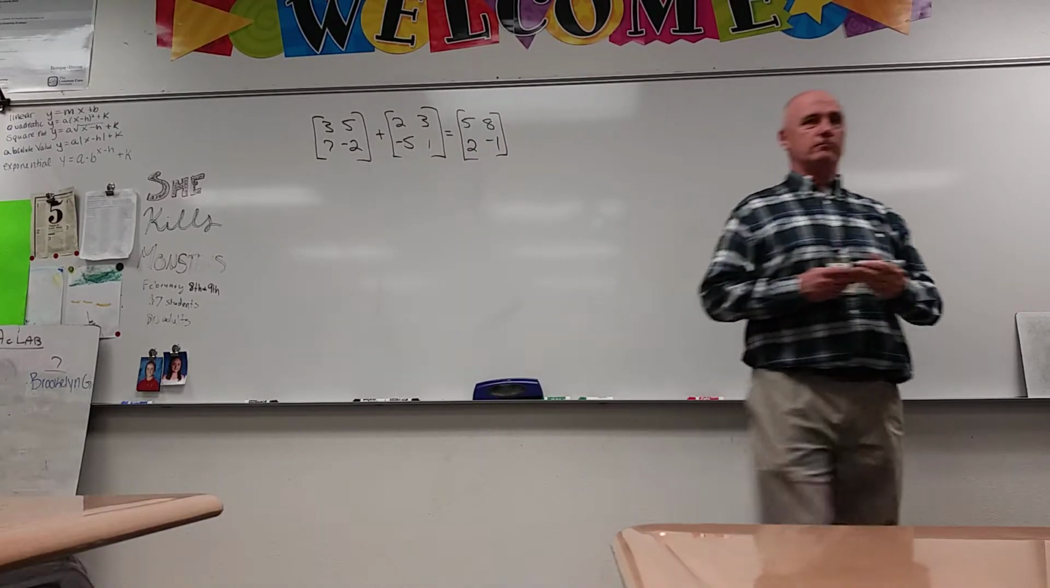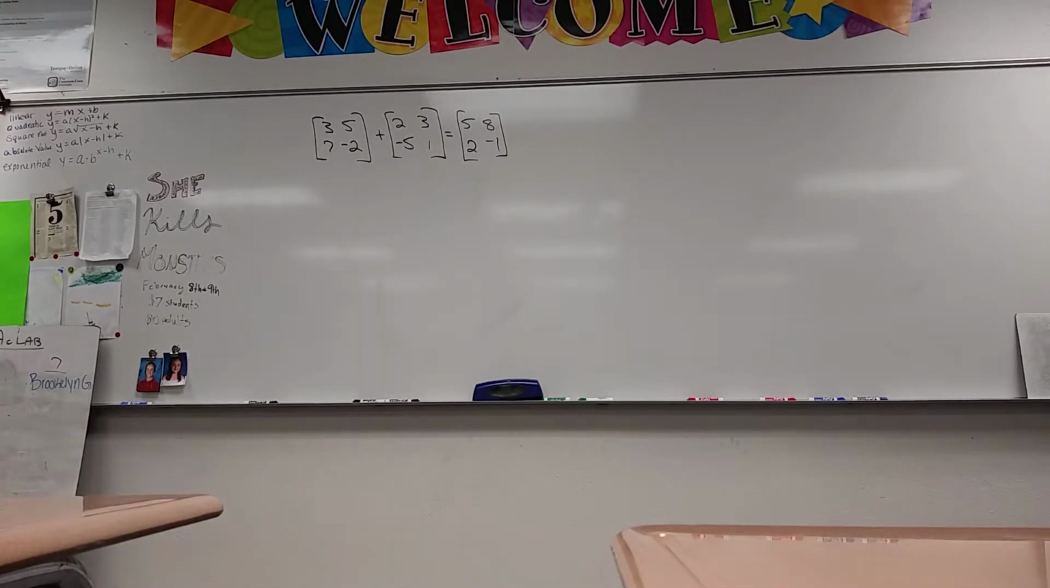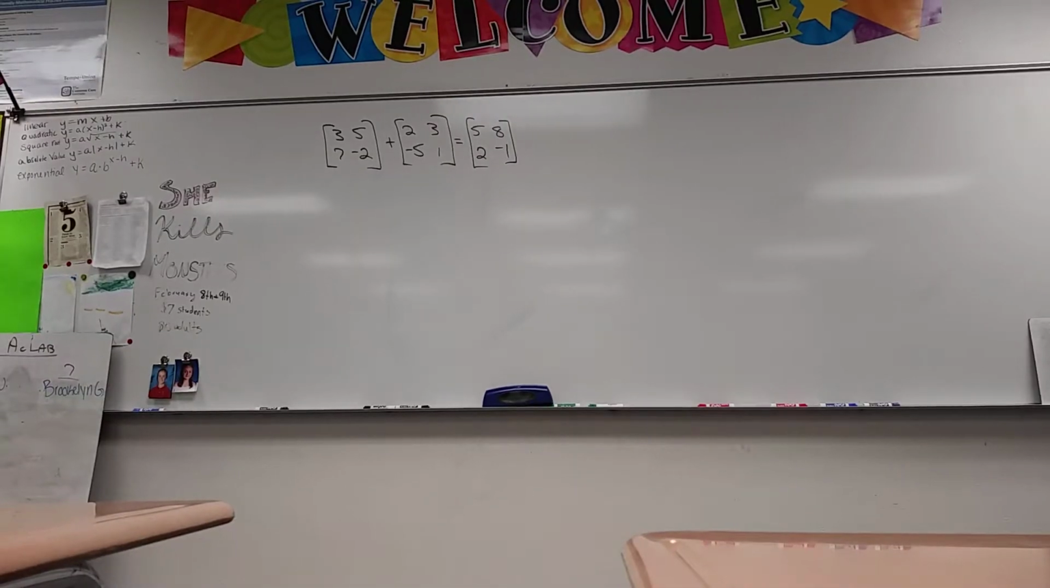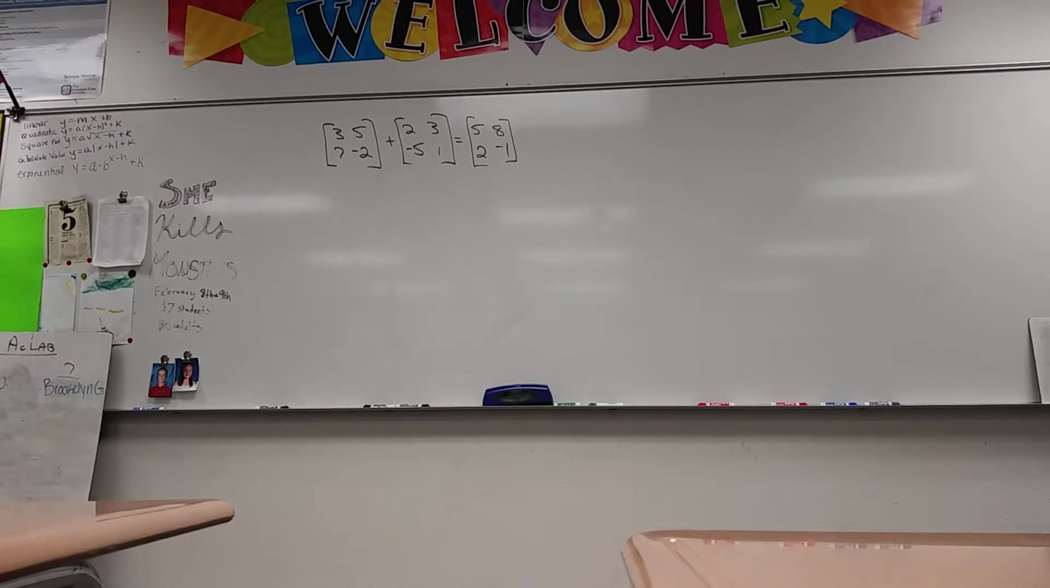And that is correct. Like I said, it is exactly as easy as you think. You just add the corresponding elements. 3 plus 2, 5 plus 3, 7 plus -5, -2 plus 1. It's not normal paper. Okay?